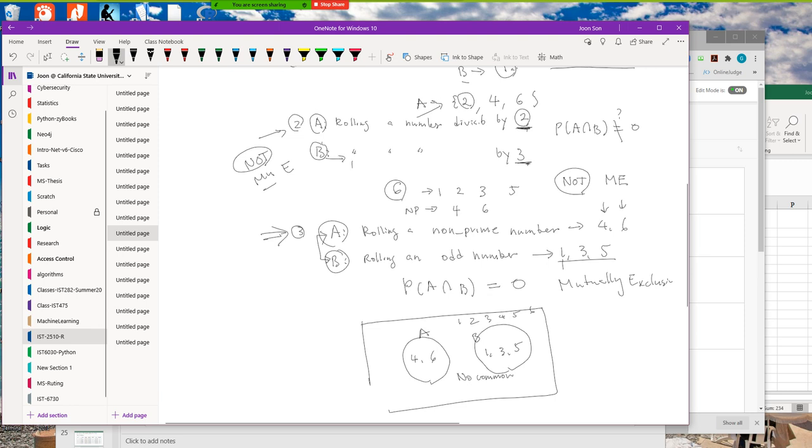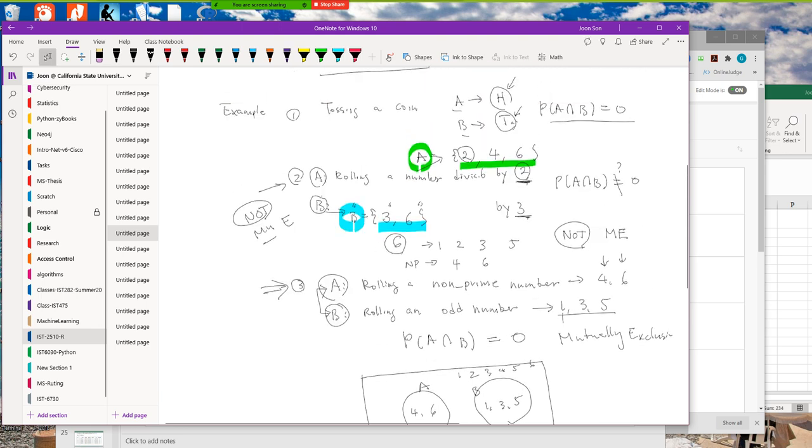Now let's look at event B, rolling a number divisible by 3. Is 1 divisible by 3? No. 2? No. 3? Yes. 4? No. 5? No. 6? Yes, because 6 is divisible by 3. So event B is 3 and 6, right? And event A is 2, 4, 6.